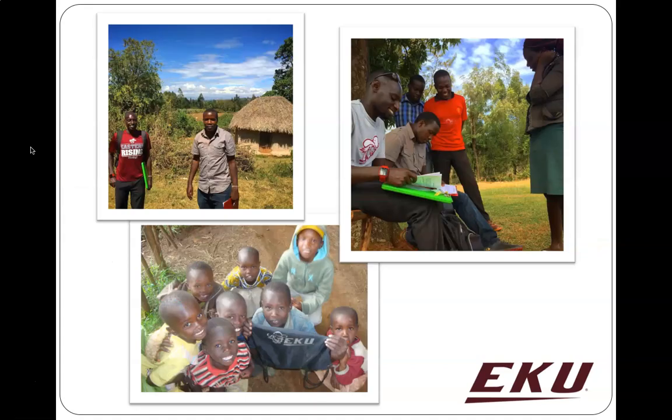Starting off, I'm showing you a couple pictures that include some of my former students, Ambrose Maritime and Adams Rono up there in the top left. And you can also see below them some of their relatives holding up the EKU bag down there. And I put those kids up there because they're a big reason for why we're doing the work that we're doing.